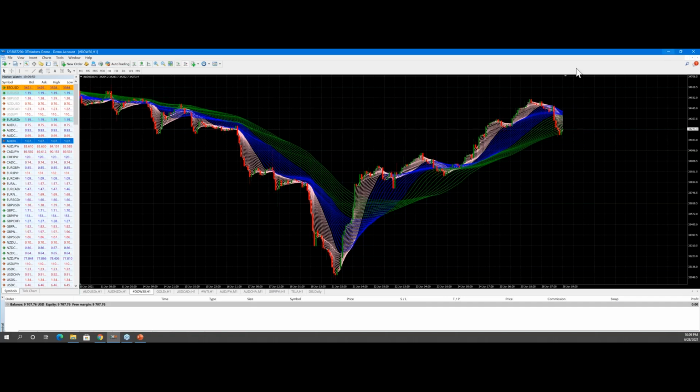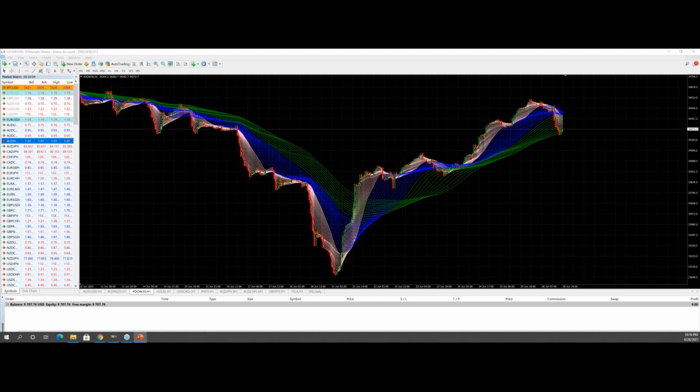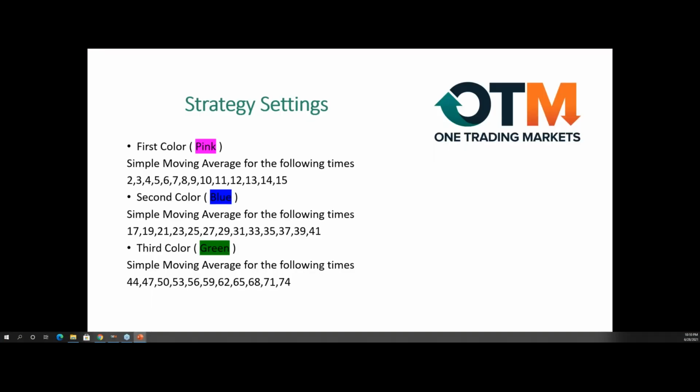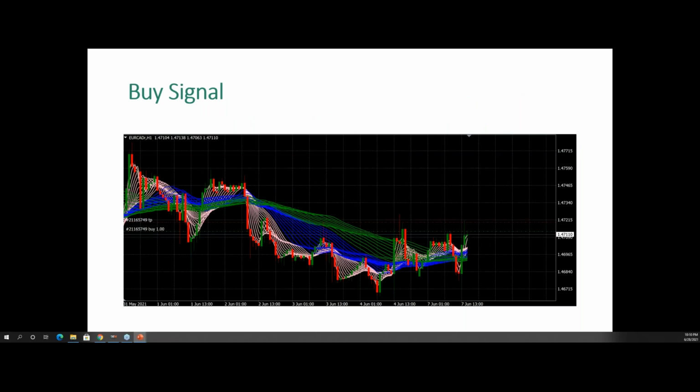Okay, so let's get back to our slides. So if we go back to our slides, the strategy is when the pink moving averages becomes above the blue and green moving averages, this is a buy signal. So you buy when the pink lines cross above the blue and the green lines, as you can see here.